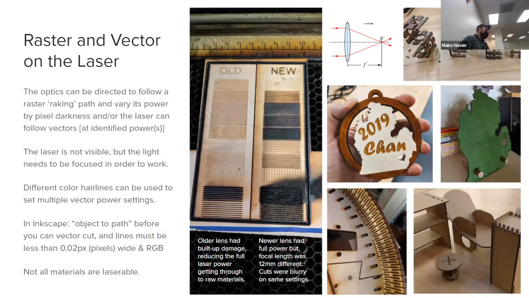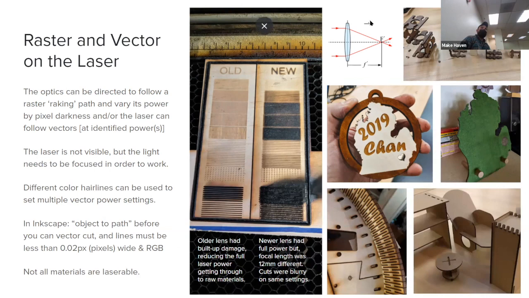So we talked about vector last week a lot, and how you couldn't really raster on the vinyl cutter unless you're using a pen and some weird stuff. But the laser totally can. And so you can do both raster and vector with the laser. They look a little different than they do on a computer, but both of those are possible processes.